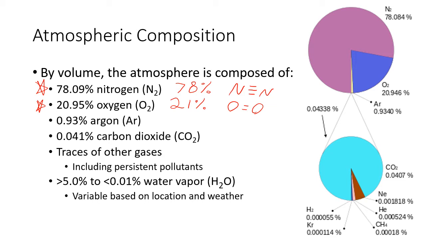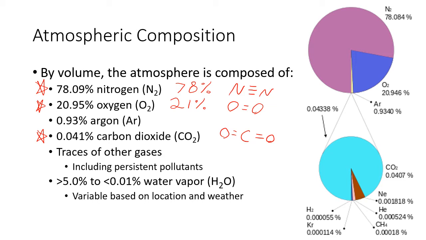You guys do not need to know that almost 1% is argon. You definitely need to know that 0.041% is carbon dioxide. Here's the molecular drawing: one carbon double bonded with two oxygens on either side. There are other trace gases in the atmosphere. You do not need to know the percentage of helium or krypton or methane. You don't need to know any of those other trace gases, but those do include some pollutants. So we'll talk about some persistent pollutants in the atmosphere when we get to our pollution unit.